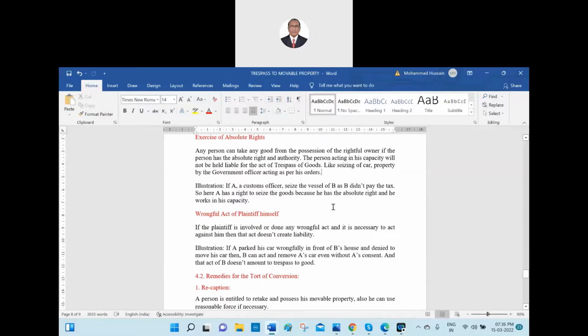So what is the illustration? Read the illustration. If A parked his car wrongfully in front of B's house and denied to move his car, then B can act and remove A's car even without A's consent, and that act of B doesn't amount to trespass to goods.